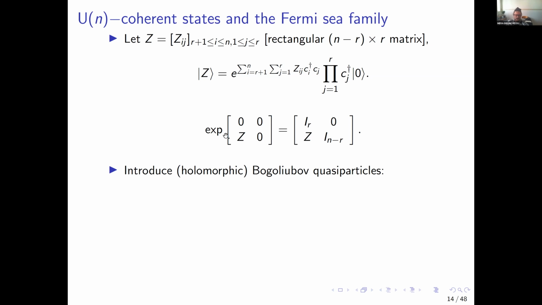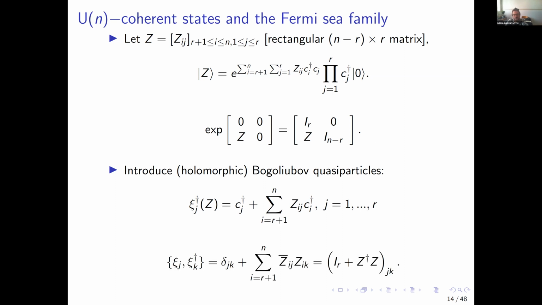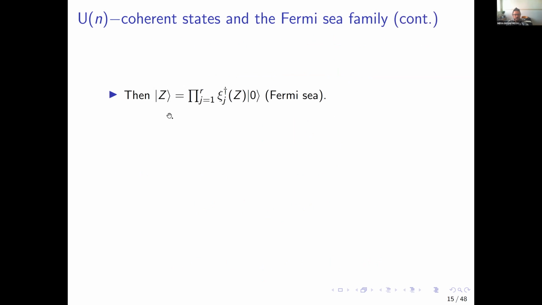This might look a bit mysterious now, but if you introduce holomorphic Bogoliubov quasi-particles by the following formula, you have R fermionic quasi-particles, which are obtained from the old ones by summing this linear combination of the remaining ones. And if you do this, because I wanted to have some holomorphic structure, you will find that the commutation relations are a bit modified, but that is no problem. And you will find that this state Z can be obtained by creating this fermionic mode above the vacuum. And that's why I called it the Fermi C.